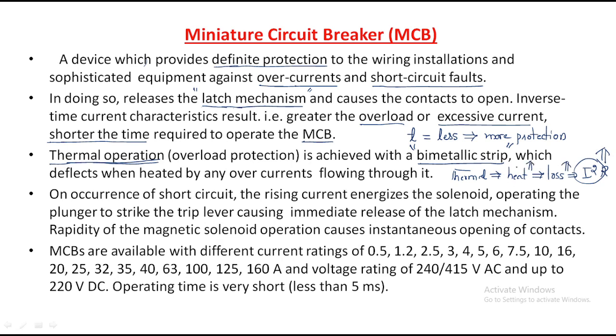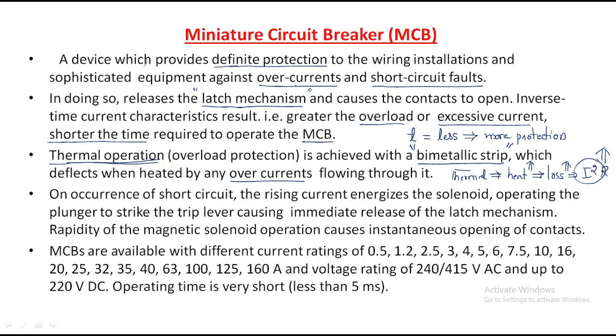Whenever the heat is produced, this bimetallic strip will operate, which deflects when heated by any overcurrent flowing through it. So it will get deflection. How it operates we will discuss later. This is for overcurrent. The main point is that for overcurrent the bimetallic strip operates. Next, on occurrence of a short circuit, the rising current energizes the solenoid.